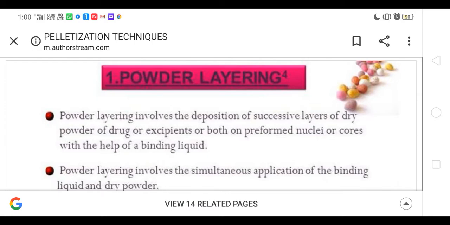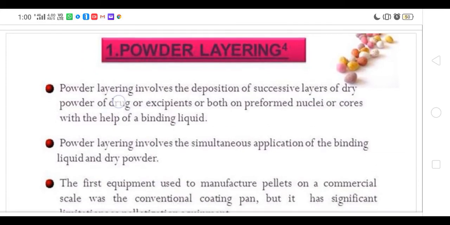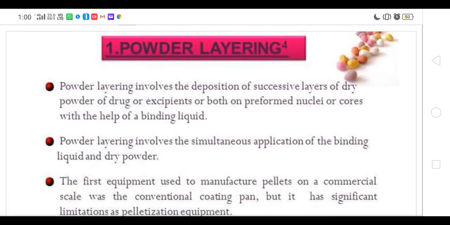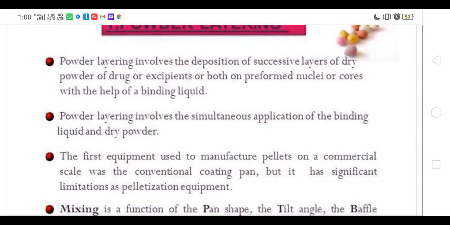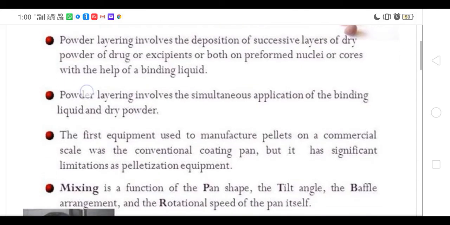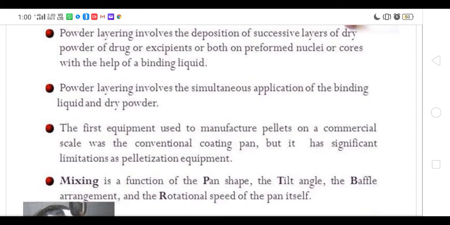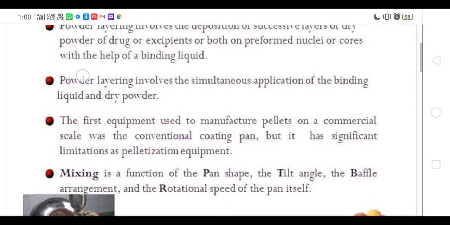It is the deposition of successive layers of drug and excipient on the core with the help of binding liquids. One powder simultaneously forms an envelope or cover on the other layers, by the application of binding liquids and dry powders. So layer by layer you apply binding liquids and dry powders.